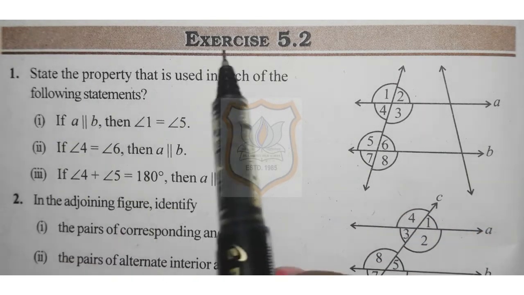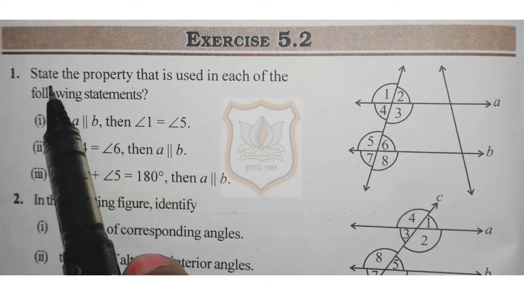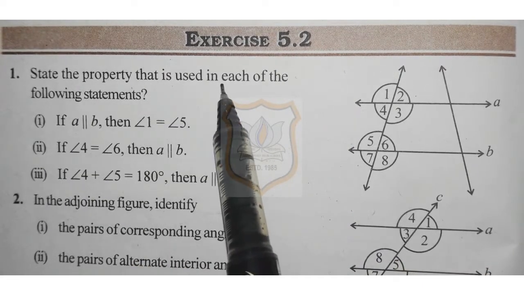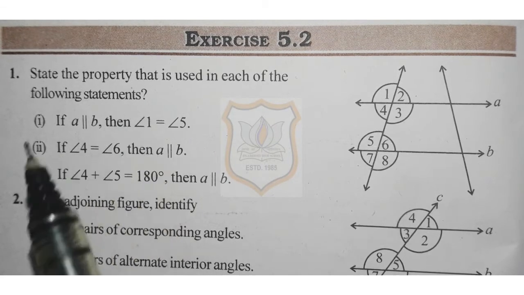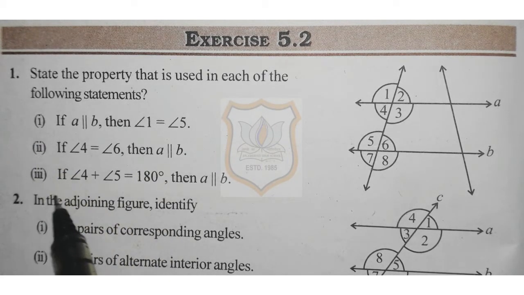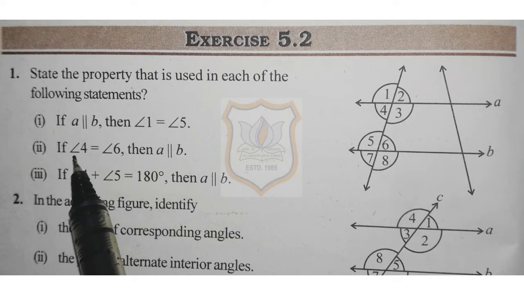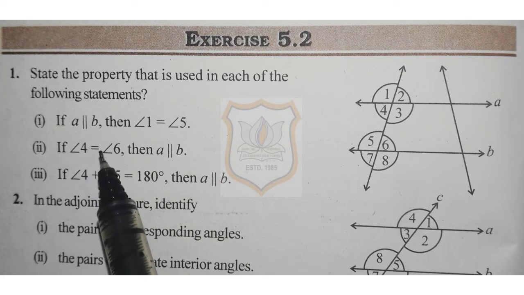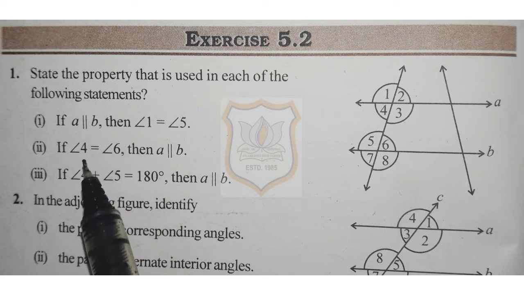Question number 1 of exercise 5.2 is, state the property that is used in each of the following statements. It means the statements are given over here and you have to tell which property is being used here.